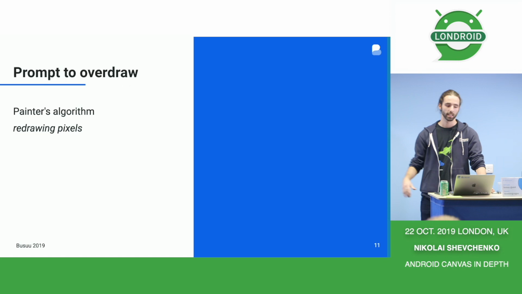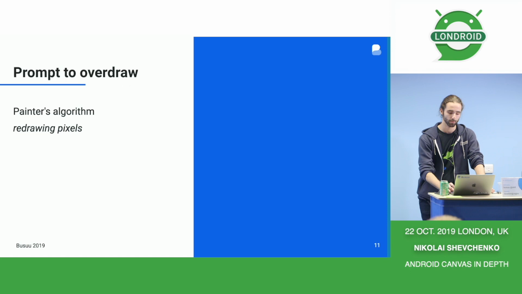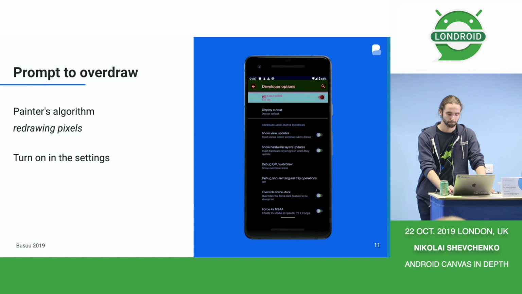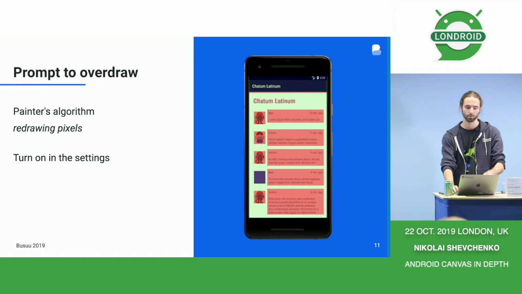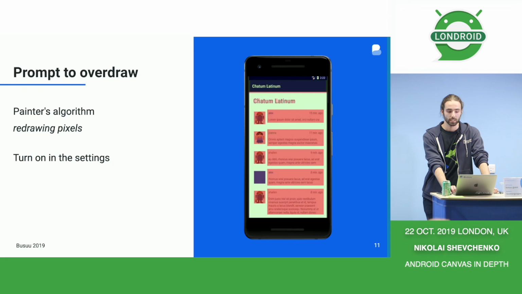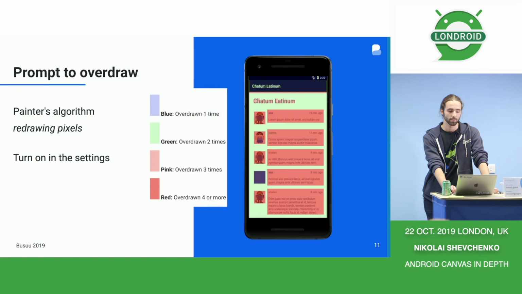So you're redrawing the same pixels for no reason. How can we fix it? Very quickly, we can turn on the settings, the debug GPU overdraw, which is right in the middle. You click on show overdraw areas, you enable it, and you start seeing a lot of funny colors around the app. So for example, I just took the screenshot from the documentation, and this says that something's going on. There's a bunch of colors here. The documentation says that these different colors mean that we are overdrawing different things, so we shouldn't.